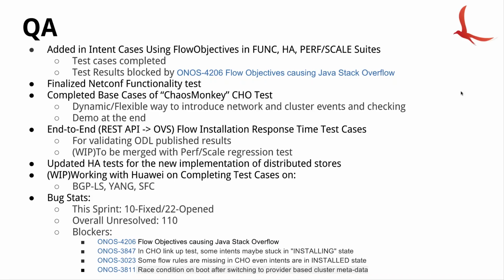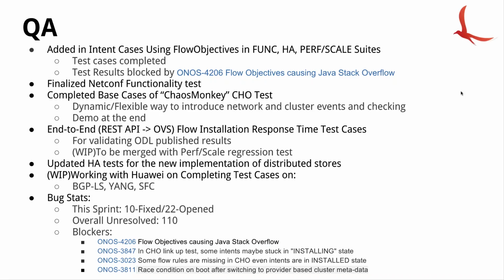And then we finalized the NETCONF functionality test. Another big effort is that we worked on moving our old chode style testing to what we call chaos monkey testing. That allows us to dynamically and very flexibly inject any kind of network events, node events, or any kind of checking events. All the base cases are completed, so we are equivalent to what we used to have. But from there on, it's a lot easier to add more events into our chode test. And we will have a demo at the end of the meeting here.